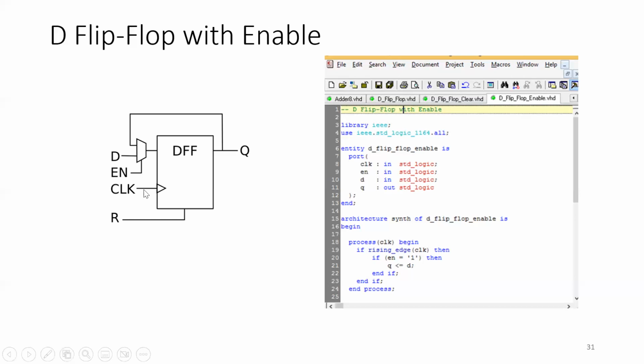And this rising edge will also be affecting the reset. So the reset will be the first thing to check. If rising edge and there is a reset, Q will be 0. Don't care about D, don't care about enable, don't care about anything. When there is a rising edge and reset, Q will be 0.